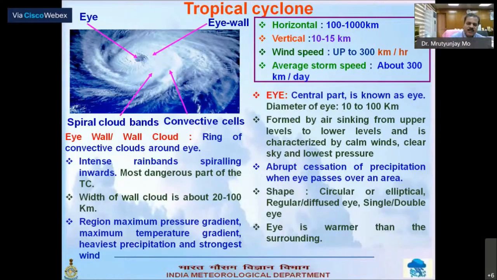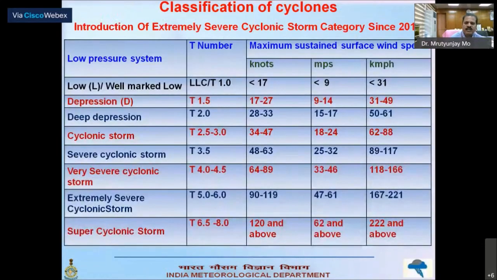Whereas the wind speed associated with a cyclone, a super cyclone, can be more than 260 kilometers per hour, or 200 per hour. So with this background of the structure, spatially, let us look at the definitions or categorizations.